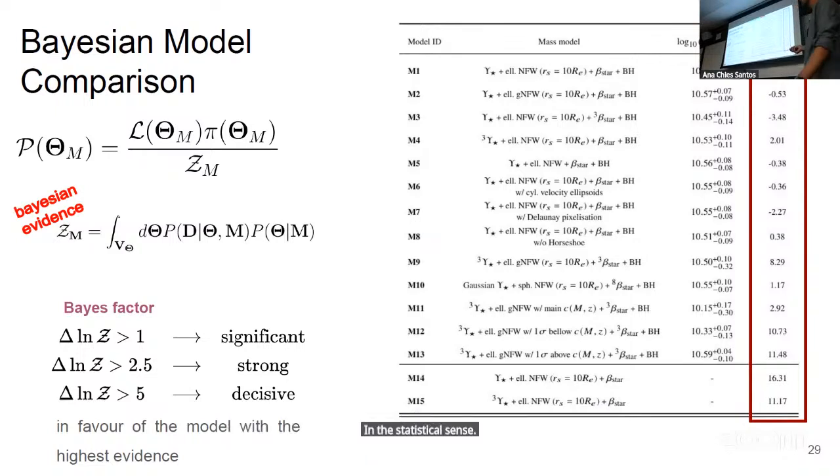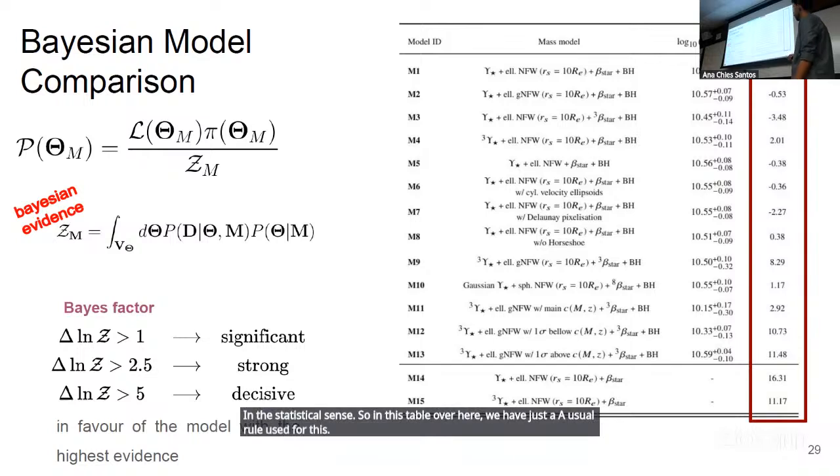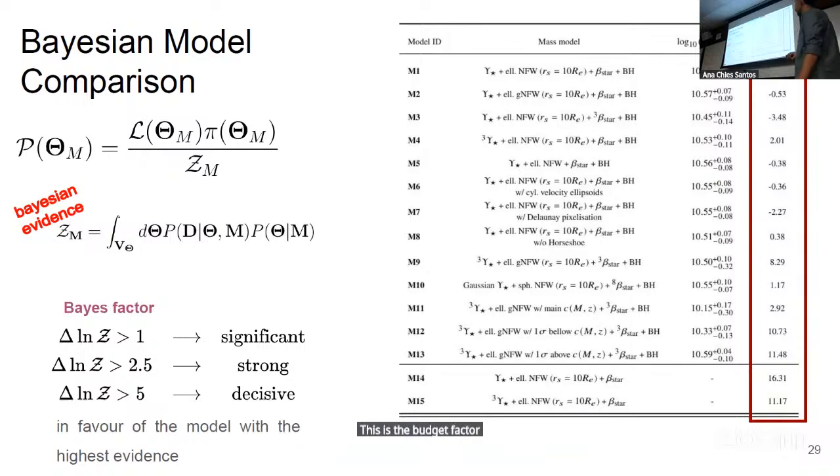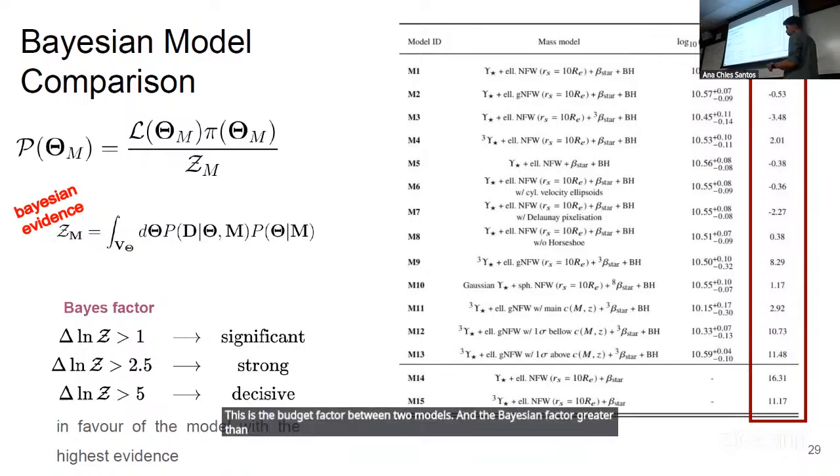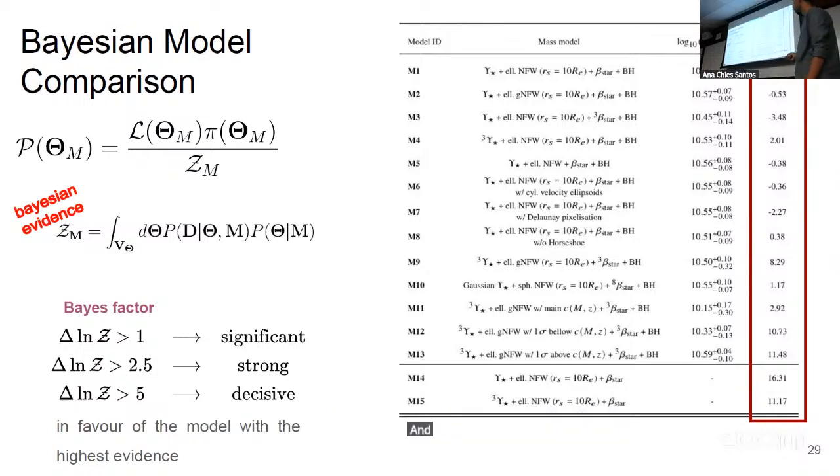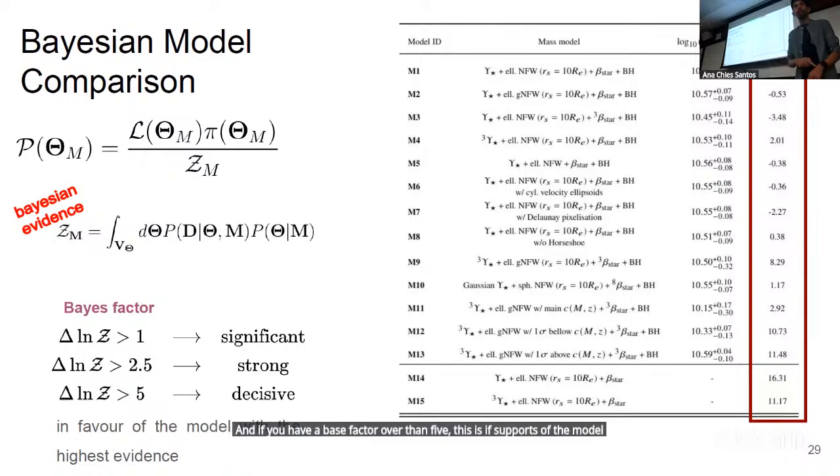So in this table right here, we have the usual rule used for this. This is the Bayes factor between two models. A Bayes factor greater than 1 means that the model with the highest Bayesian evidence is significantly more supported by the data than the other model. And if you have a Bayes factor over 5, this is decisive support for the model with the highest evidence. How much time do I have?